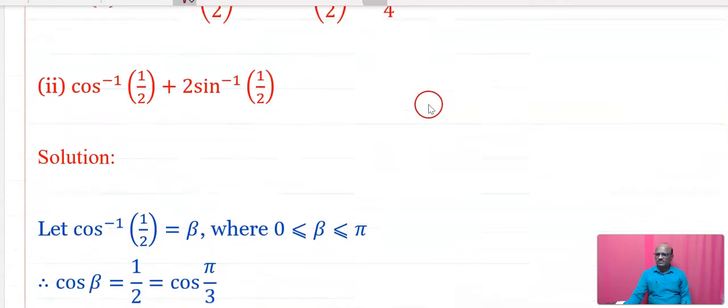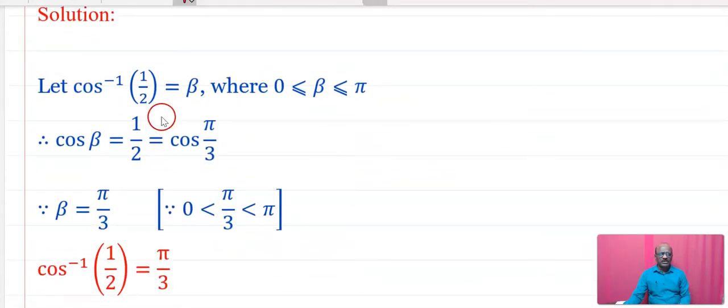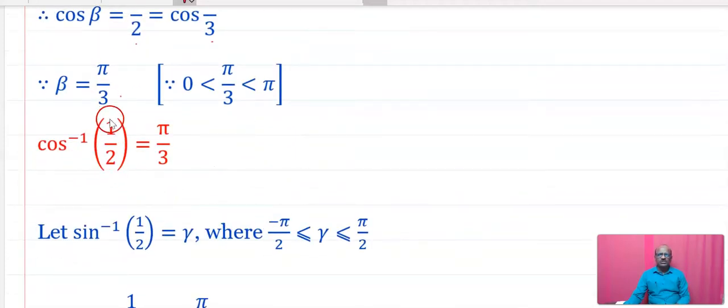Next problem: cos inverse of 1 upon 2 plus 2 times sine inverse of 1 upon 2. Let cos inverse of 1 upon 2 be equal to beta, where beta lies between 0 to pi. Cos of beta is equal to 1 upon 2. Again, 1 upon 2 is a value of cos of pi by 3. And that's why beta is equal to pi by 3, where this pi by 3 lies between 0 to pi. Therefore, cos inverse of 1 upon 2 is equal to pi by 3.